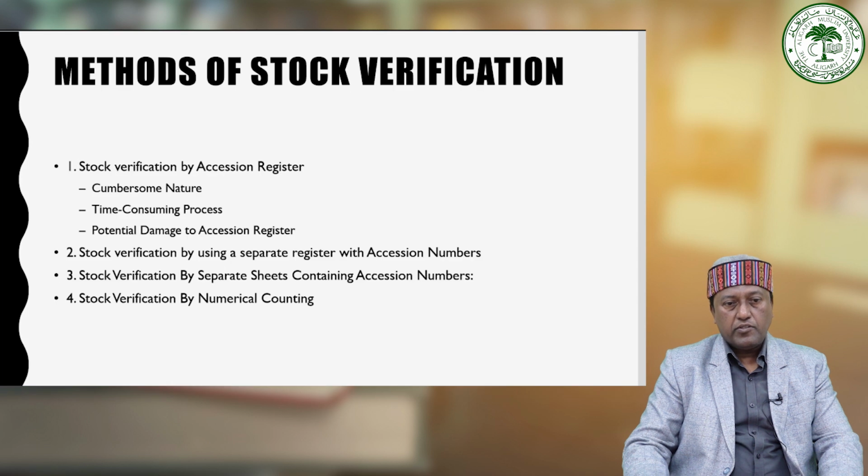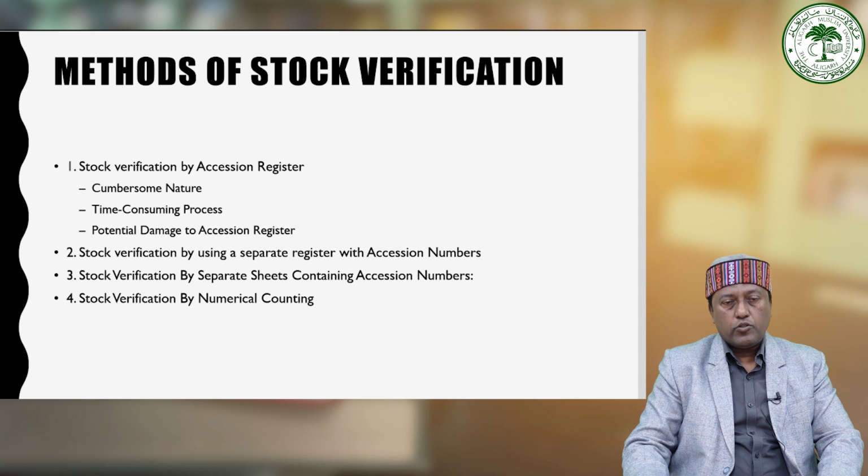Then next we'll be discussing different methods of stock verification. So we have different methods of stock verification. We can do it by accession register. We can do it by using a separate register with accession numbers, and we can also do it by a separate sheet containing accession numbers, and even by numerical counting.